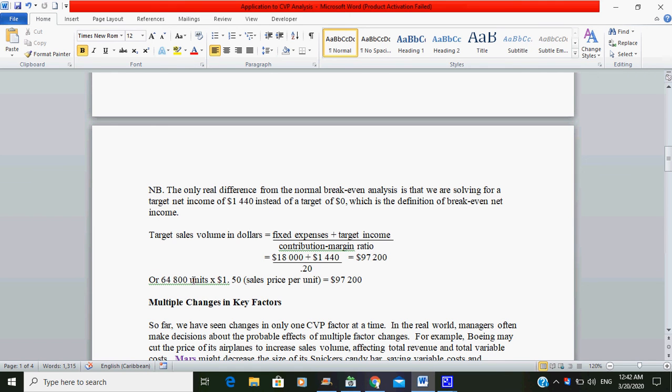You get 97,200. Or you could have multiplied the target units by the selling price per unit, and you get 97,200. So this is the amount of sales you would have to make in dollars to earn 1,440 as net income.